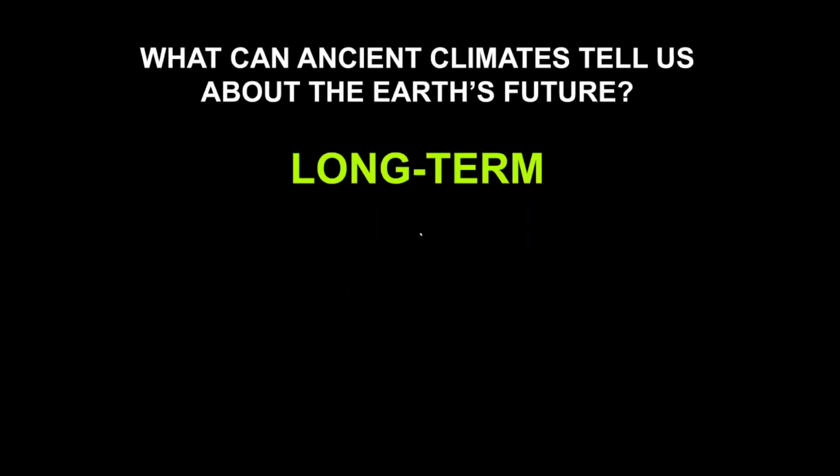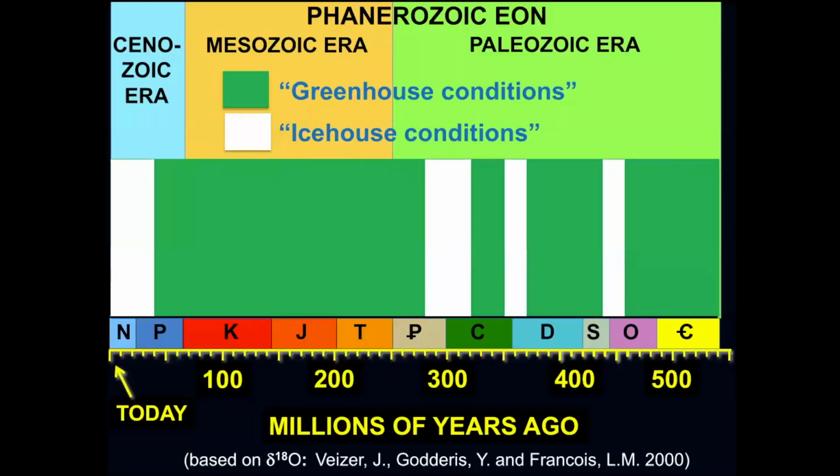So what do the ancient climates tell us about the Earth's future? Well, we can look at this two ways. One is long-term. Over the long haul, climatologists look at the Earth as being in either greenhouse conditions or icehouse conditions. Greenhouse, it's warm, obviously. Icehouse is when we have the glacial episodes. There are fewer of those. Most of the time, the Earth is in a greenhouse environment, and so typically the Earth would be considered warmer than it is today.